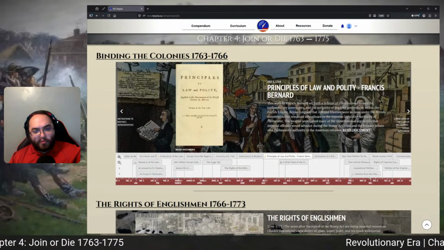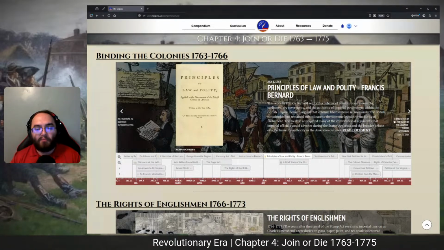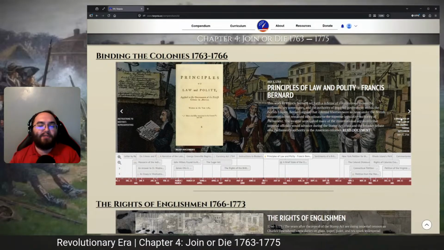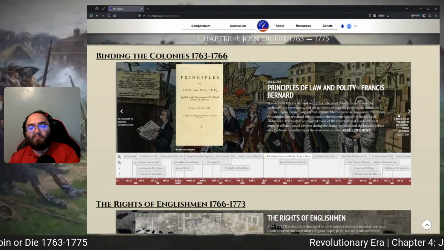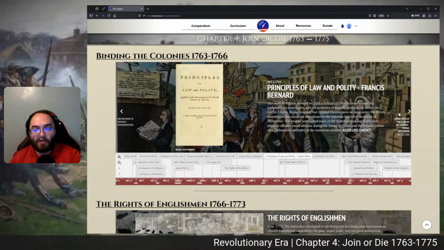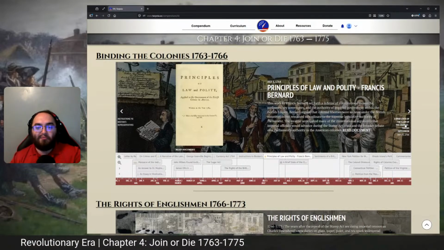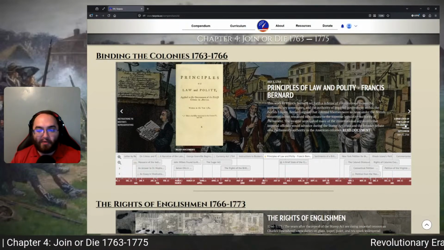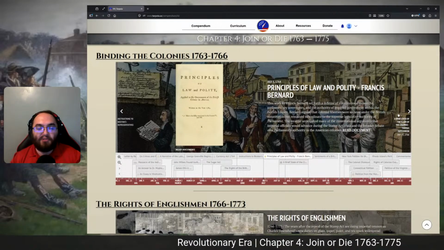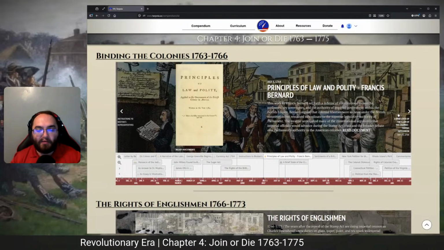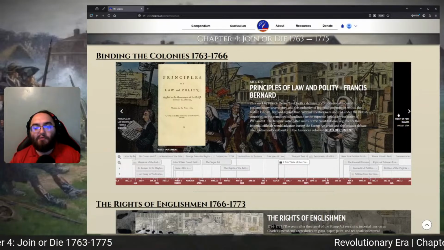And like before, you had essays being written on religious issues. Now you have essays being written on political issues. So these are the Principles of Law and Polity by Francis Bernard. And he is going to be defending constitutional monarchy and parliamentary sovereignty and the authority of the imperial government within the British Empire. And so he's going to argue that the colonies are secure of their liberties by Britain, but the colonies are subordinate. So he's a loyalist writing a political essay.